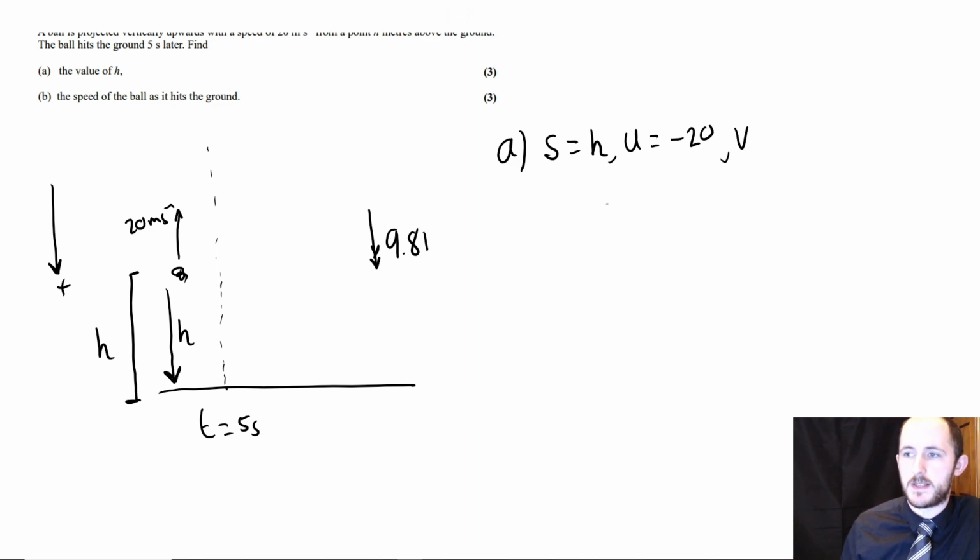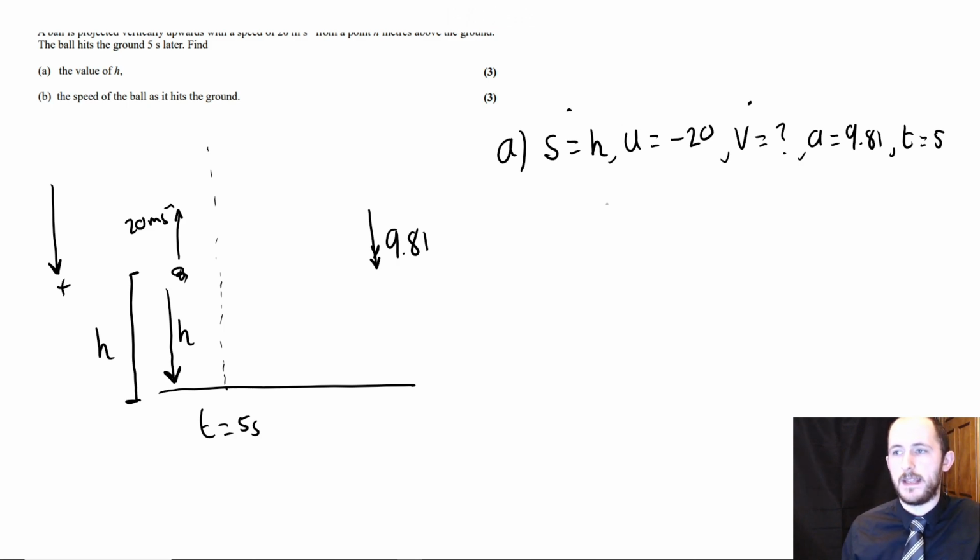My final velocity when it hits the ground, or just before it hits the ground, you could say it's 0, but I'm going to put it as a question mark for now. My acceleration is positive 9.81, and my t is 5 seconds. Okay, so the two things I don't know are s and v, but for part A, I'm only interested in s.